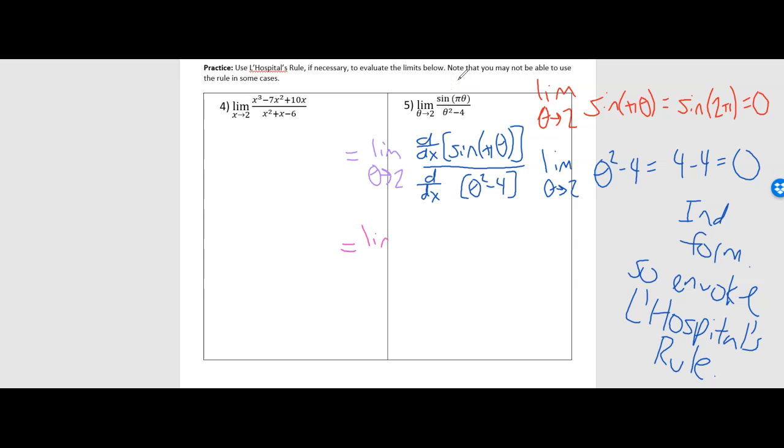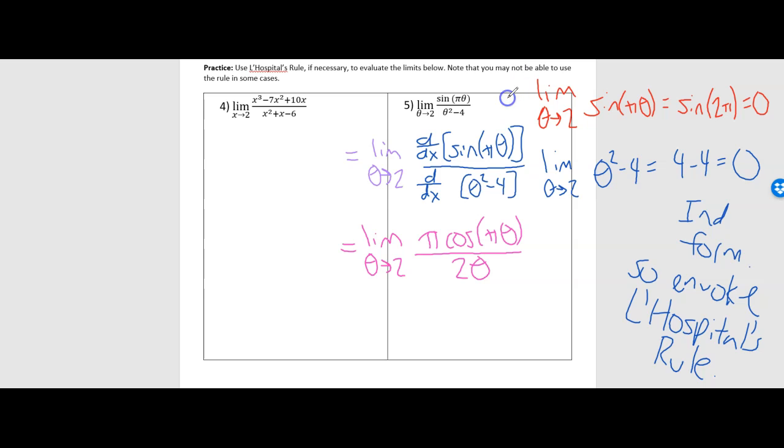That's going to be equal to the limit as theta approaches 2 of pi cosine of pi theta. Okay, so the derivative of the outside function is the derivative of sine, so that gives us cosine of pi times theta. The derivative of the inside, pi times theta, is just pi. That is going to be all over 2 theta.